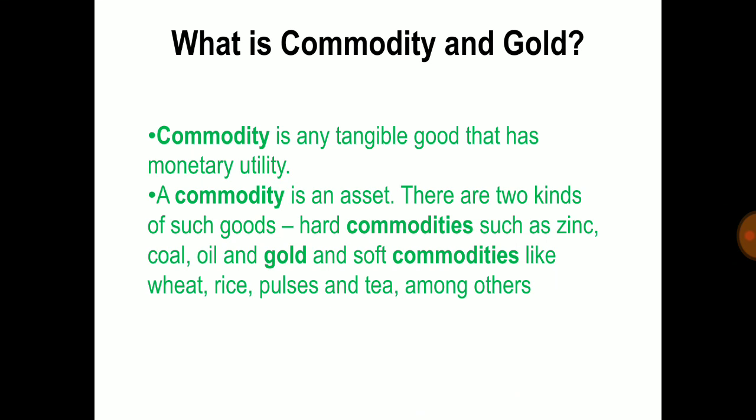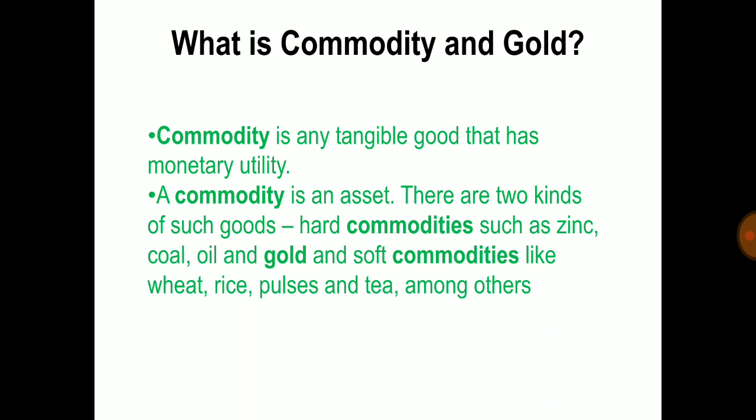Now let us discuss what is commodity. A commodity is nothing but a good or a raw material that people buy and sell. A commodity is any tangible good which has monetary value. What is tangible good? Tangible good means the good which you can see, touch and feel. A commodity is an asset.